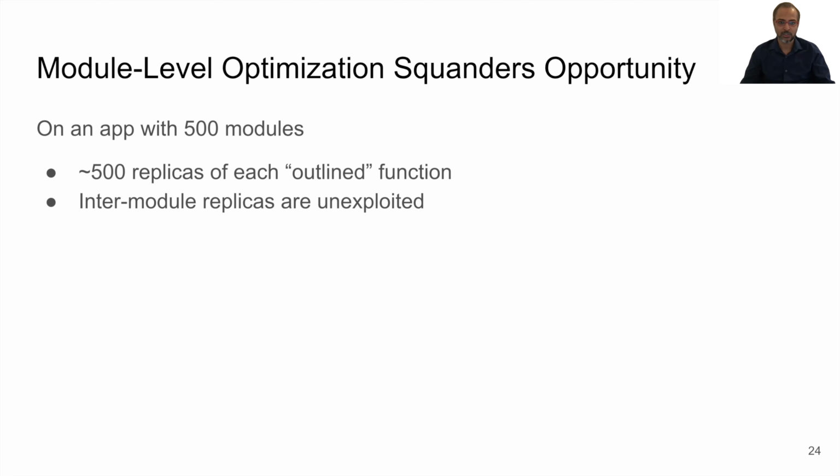I previously mentioned that the iOS build pipeline performs only intra-module optimization but no inter-module optimization. This module-level optimization squanders the outlining opportunity. In an app with 500 modules, the outlining would leave 500 replicas of outlined functions, one in every module. It will also miss the replicas that may be found between modules.